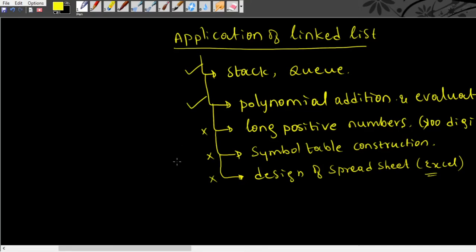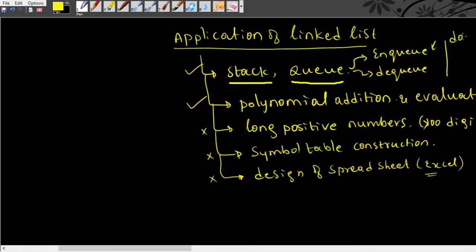In this video, we will talk about applications of linked list. We have already seen in previous videos how we can implement stack operation and queue operation. There are different kinds of queues that we can implement. The operations are enqueue and dequeue, where we insert an element at the rear end and delete an element at the front end.